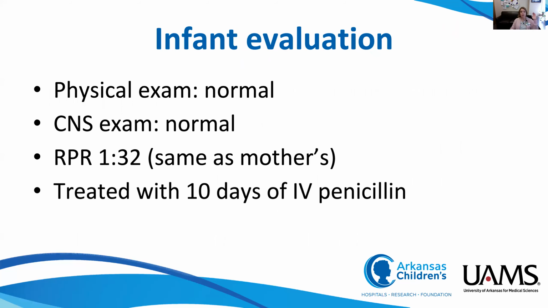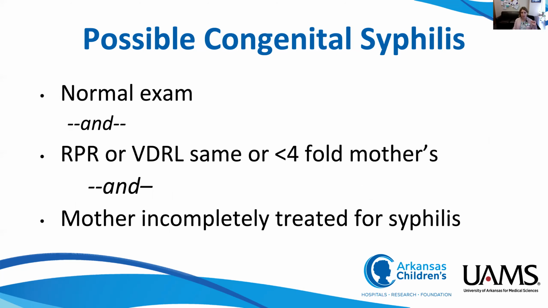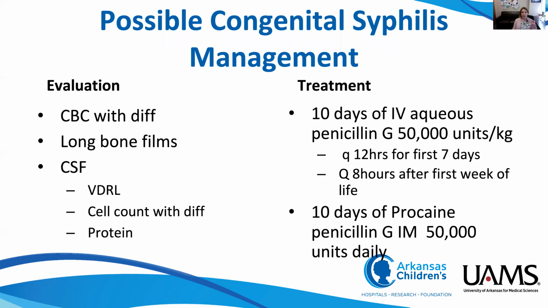But the infant's exam was completely normal, and her RPR was 1 to 32, which was the same as mother's. But following the algorithm, we ended up treating her with 10 days of IV penicillin just in case. So again, possible congenital syphilis, if you follow the algorithm, is a normal exam, and the RPR VDRL is the same or less than 4-fold of mother's, and mother was incompletely treated for syphilis. And the evaluation is all the same. And our child's evaluation was completely normal. There were 10 days of IV penicillin G given.